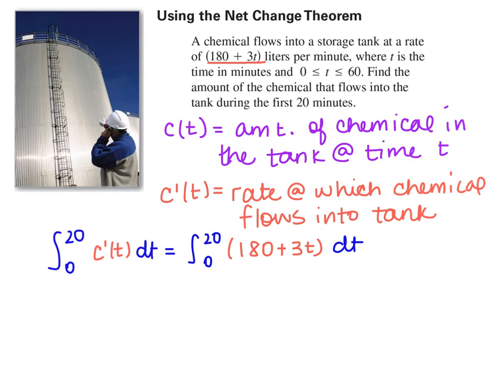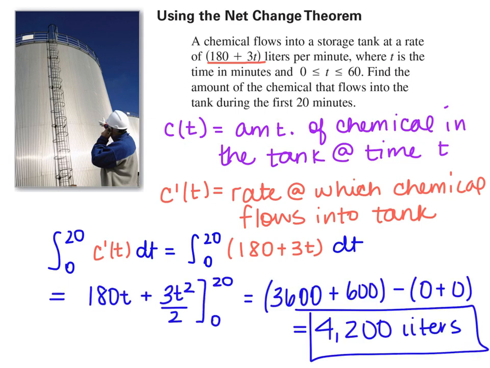So if I write the integral from 0 to 20, because it's the amount that flows into the tank during the first 20 minutes, we can go from 0 to 20 of C prime of t, which is actually our 180 plus 3t dt. So I can take the integral of that and figure out what the actual amount is.